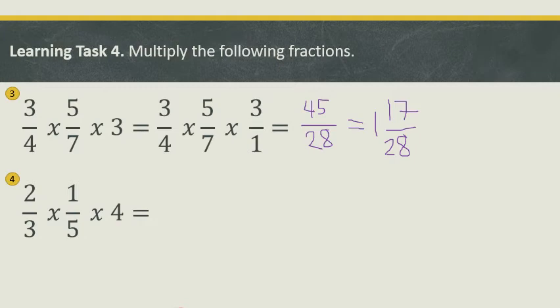Okay, next, number 4. So, gawin ulit natin fraction ng 4. So, yan na po. Let's solve natin. 2 times 1 times 4 is 8. 3 times 5 times 1 is 15. So, wala na po silang common factor. So, yan na po yung answer.